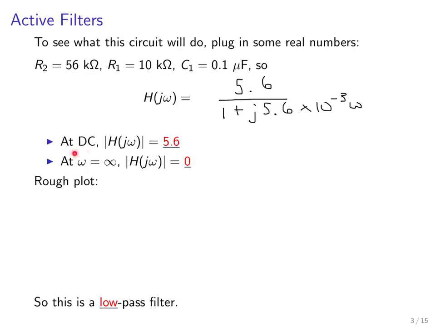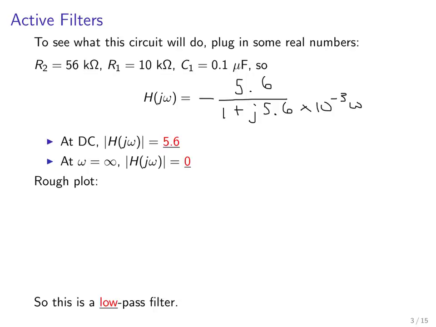But if we look at what happens at DC, of course, the bottom term goes to 0, as I said earlier, and so we're left with an overall gain of 5.6. Sorry, there should be a minus sign there. And at omega is infinity, this term dominates. It's essentially 1 over omega. If omega is infinity, 1 over infinity gives us 0, so it's going to be attenuating signals at those frequencies.